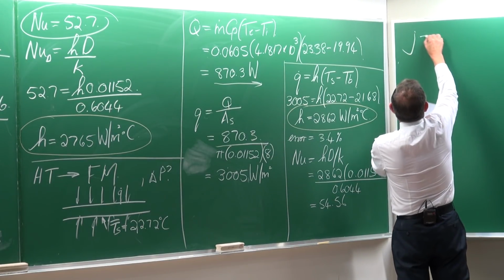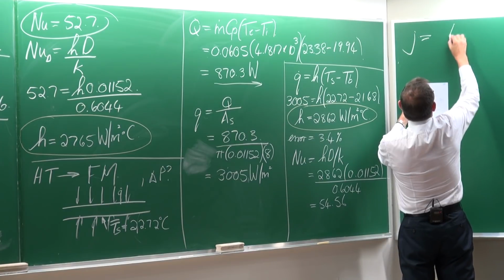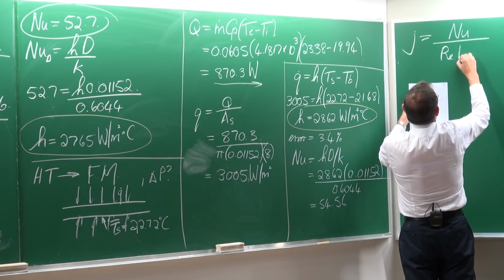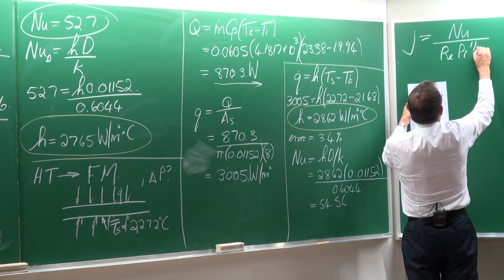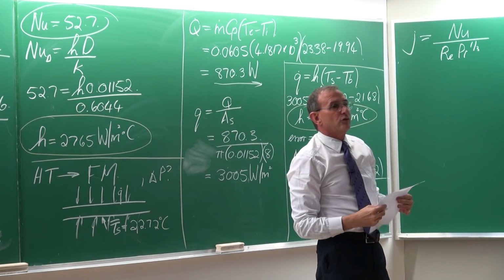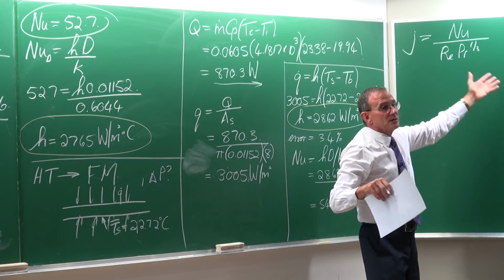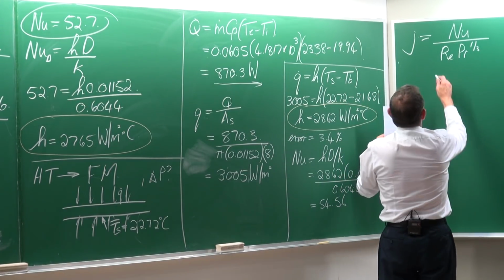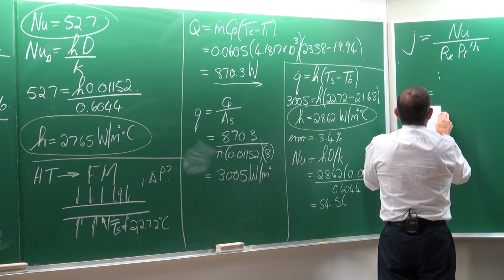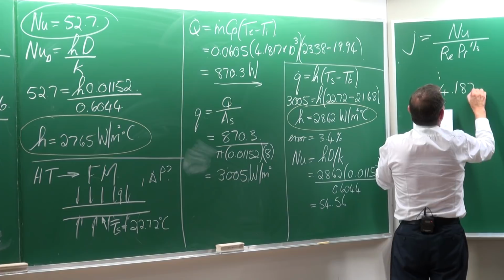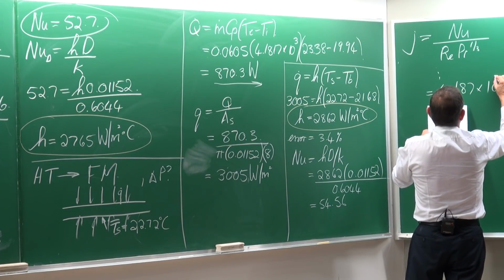Okay, the J factor we can then calculate as the Nusselt number divided by the Reynolds number, the Prandtl to the third. I'm going to leave that for you to do at home. We've got the Nusselt number, we've got the Reynolds number, we have the Prandtl number. So you can go and substitute it, and you'll get a value of 4.187 multiplied by 10 to the minus 3.